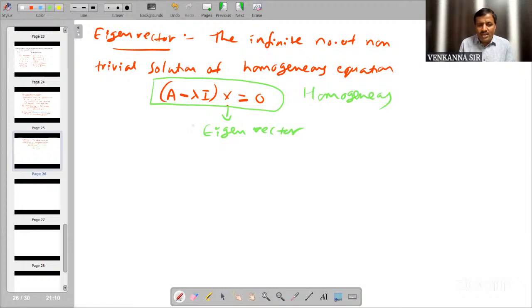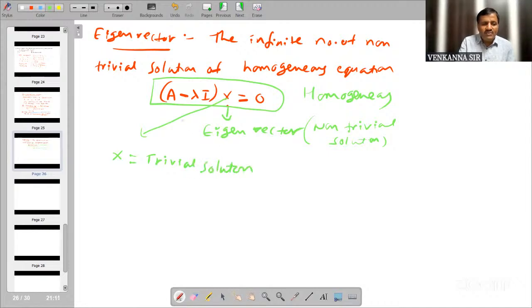When this capital X is the eigenvector, remember, it is a non-trivial solution. Non-trivial means other than zeros. An eigenvector can never be a null vector. So it is a homogeneous equation. Listen here: when capital X is a trivial solution, capital X is the trivial solution.